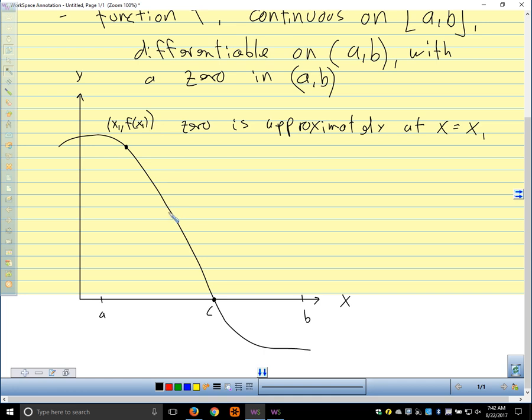And what we're going to do is approximate the function at that point x1, f of x1, with its tangent line. Because a tangent line at a particular point is a linear approximation of the function. So I'm going to draw a tangent line like so, and I know this isn't a perfect tangent line. We're going to say the zero of the tangent line is approximately the zero of the function, because the tangent line approximates the function at that point.